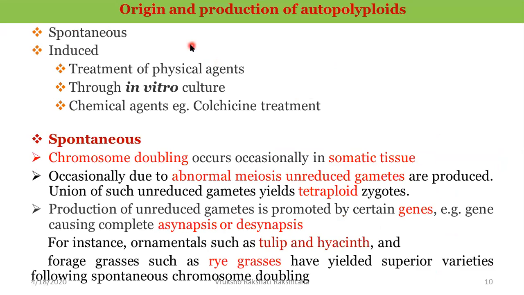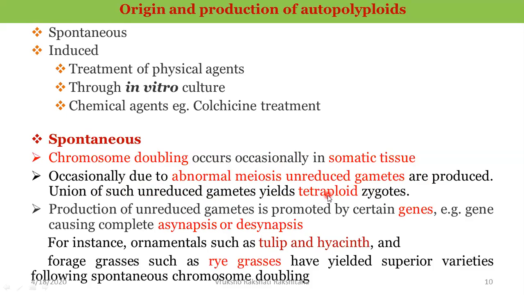Now let us look into how the origin and production of autopolyploids takes place. It happens by 2 methods: spontaneously, or it may even be induced. Let us look at this one by one. Spontaneous means the phenomenon of autopolyploidy occurs without the influence of any external force. For example, sometimes chromosome doubling takes place spontaneously in the somatic tissue. Sometimes this may occur due to abnormal meiosis, and because of that unreduced gametes are produced. And the union of such unreduced gametes gives rise to tetraploid zygotes.